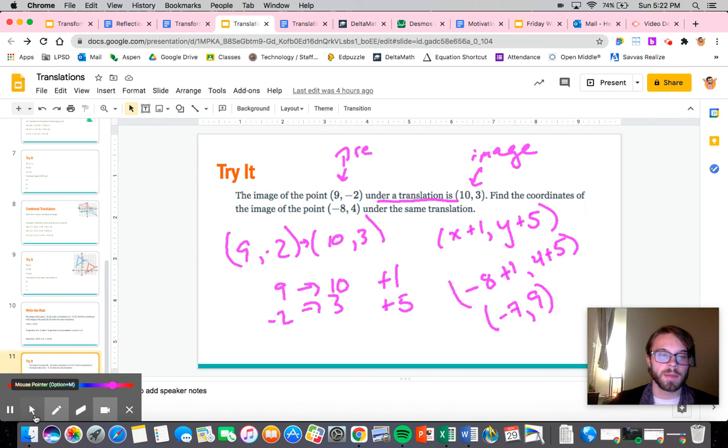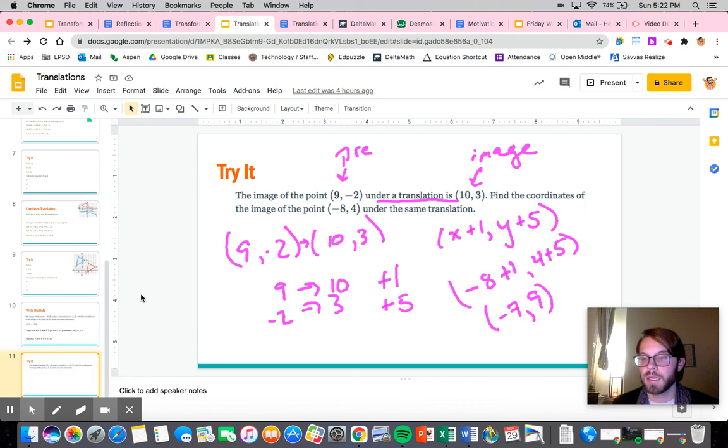Right? The only other thing you might encounter on this would be if it gives you the image and it asks you for the pre-image and it gives you something else. So basically, the only thing that you might have to do is sometimes you have to go backwards, but it's the same thing, just in reverse.